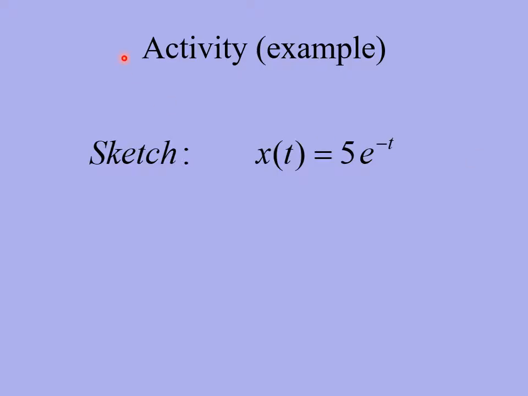So here's a simple activity, just sort of like a warm-up for this part of the video. Go ahead and make a sketch of the following signal. x of t is equal to 5 times e to the minus t. You don't have to do anything fancy here. Just make a quick sketch on a piece of paper or something like that. It doesn't even have to be graph paper. Go ahead and pause the video and sketch this, and we'll check your results.